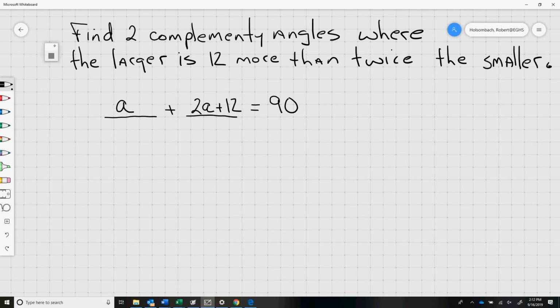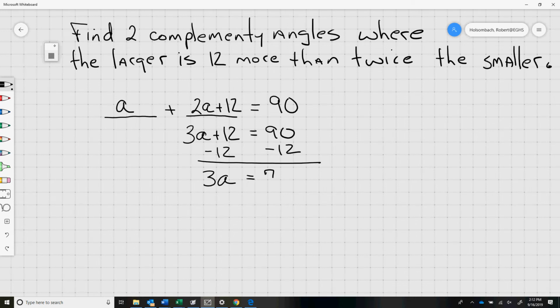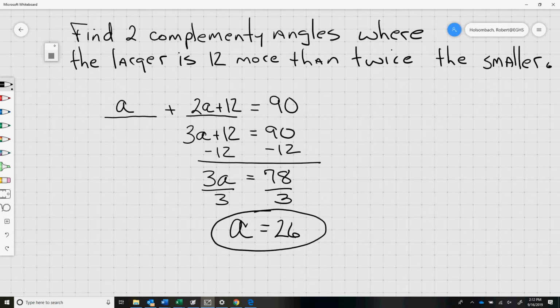So now you can solve for A. You've got 3A plus 12 is equal to 90. Subtract 12, divide by 3, and your A equals 26. So if your A equals 26, you can substitute. Your small angle is 26 degrees, and your larger angle is 2 times 26 plus 12. So that's 52 plus 12, 64. Alright, so those are your two angle measures. Any questions on either of those?